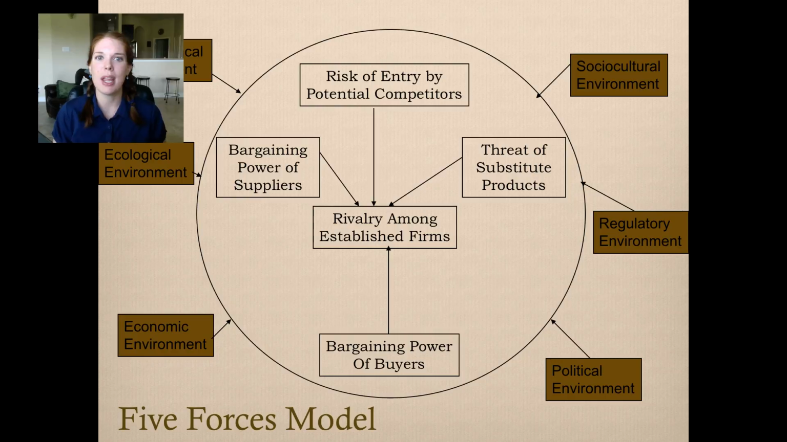On top of that, we have the risk of potential new entrants, which is at the top here. These are new people who could come into the marketplace. We also look at barriers to entry, things that are going to maybe prevent that organization from coming in, or things that are going to help that organization come in.